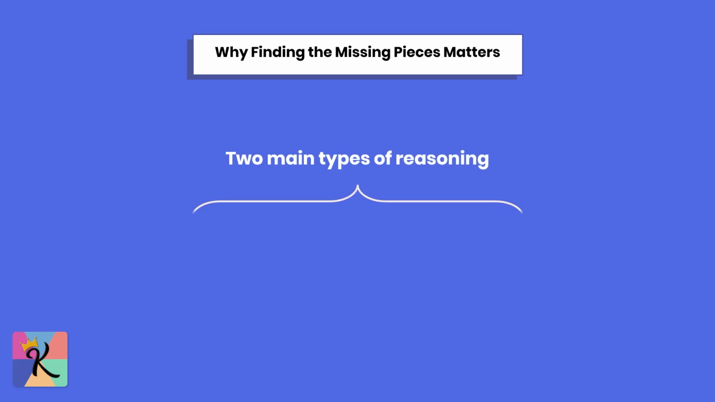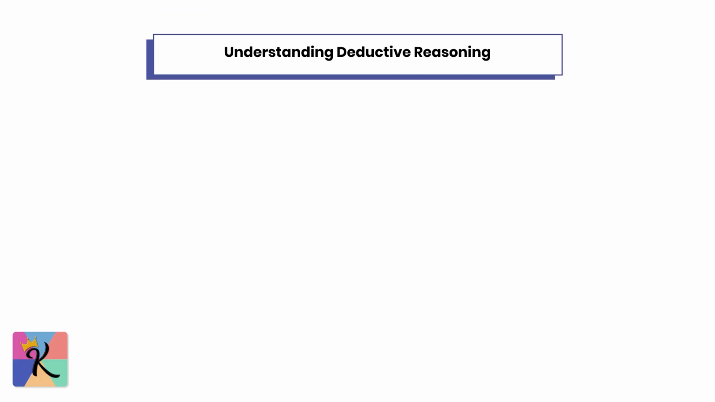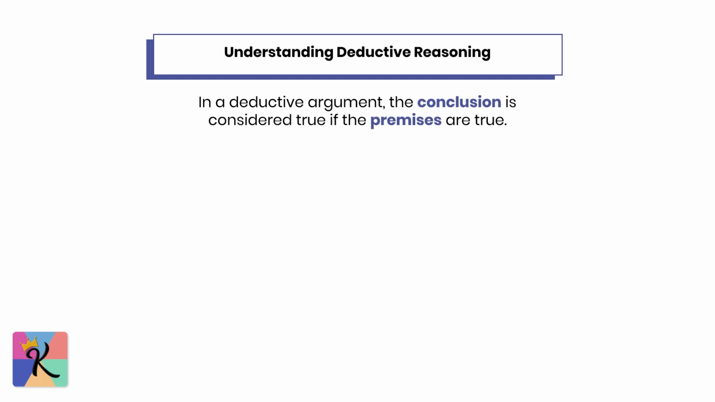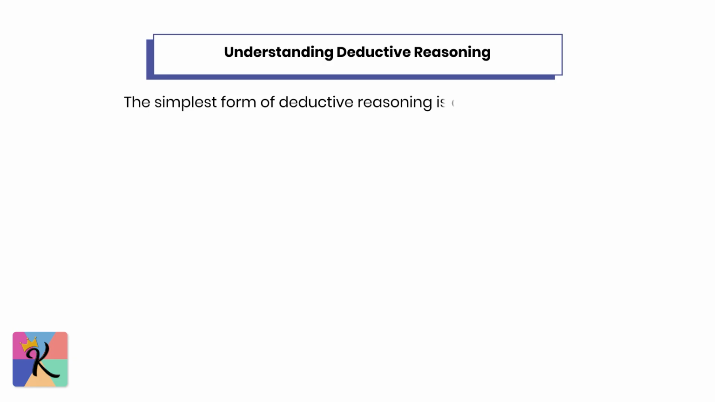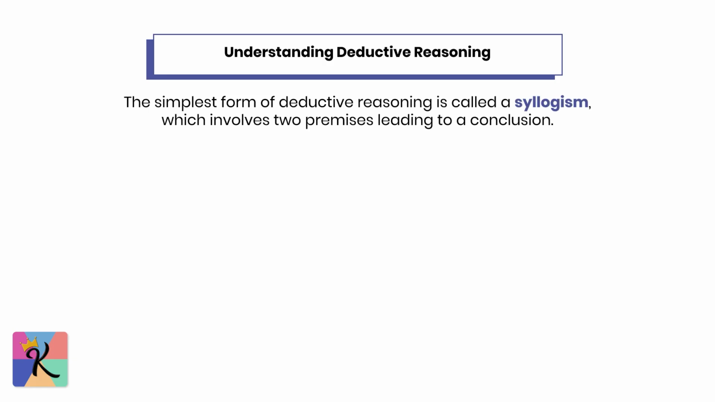Now, let's break down two main types of reasoning you'll encounter and how missing pieces come into play: deductive reasoning and inductive reasoning. Understanding deductive reasoning. Let's start with the basics of deductive reasoning. In a deductive argument, the conclusion is considered true if the premises are true. The simplest form of deductive reasoning is called a syllogism, which involves two premises leading to a conclusion.